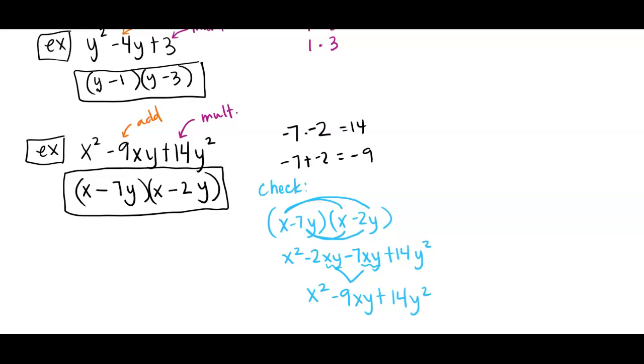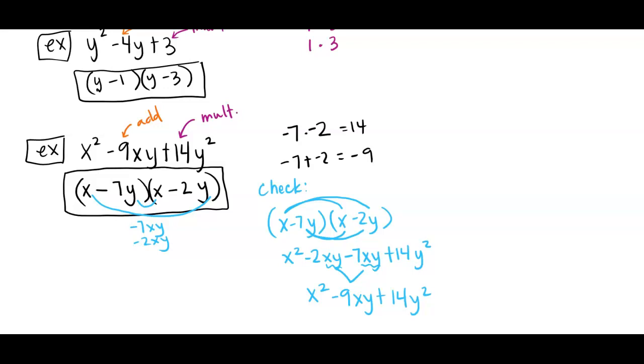Does that make more sense? Sometimes people just look at the inside terms and the outside terms. So if I just did that here, this times this is negative 7xy, and this times this is negative 2xy. And so those have to add to be that middle term. Yes, no, maybe? Does that make sense?